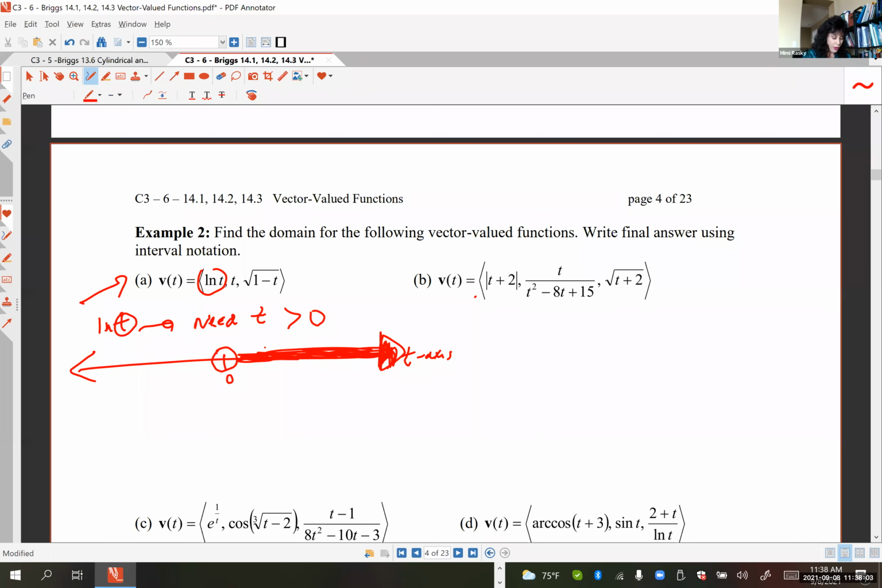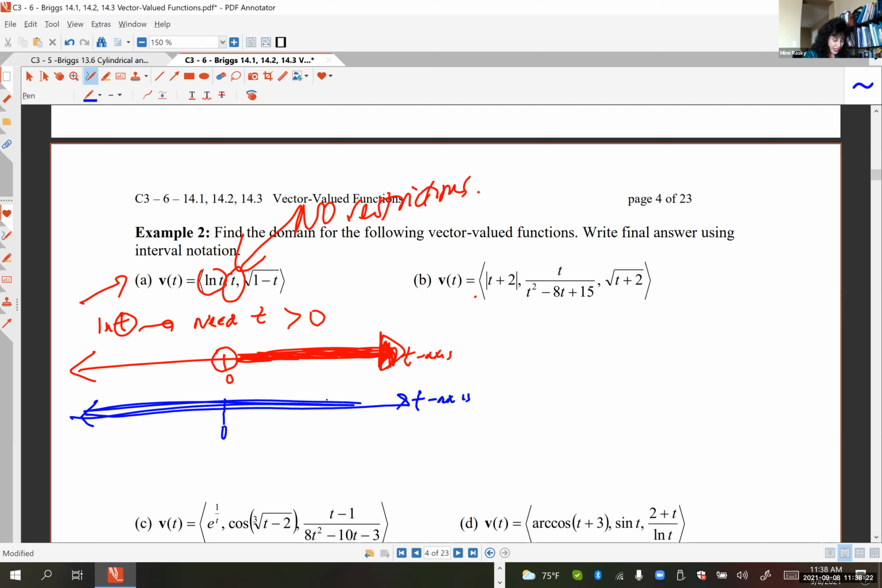Okay. Now, what about the middle component? Well, it doesn't have any restrictions on its domain because it's not in a denominator. It's not a square root. So it can take everything. It takes the whole entire number line. So if I were to graph it, here's the t-axis again. I just shade in the whole thing. That's right. It takes everything. Oops. Shade in the arrows too, because it can take whatever it wants.